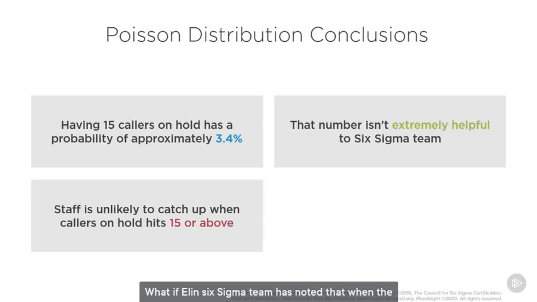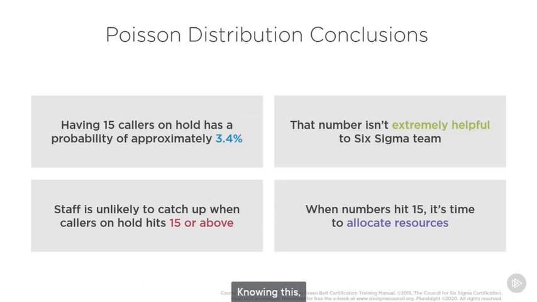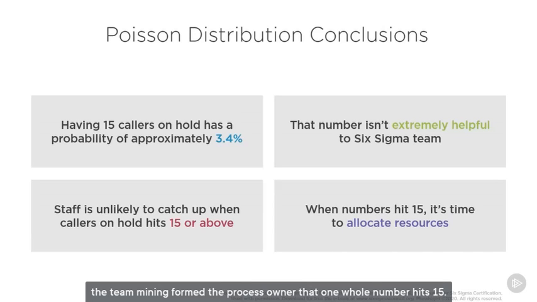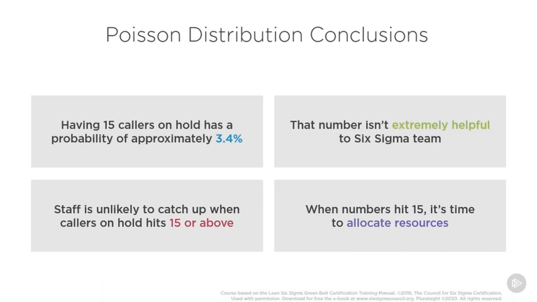However, what if a Lean Six Sigma team has noted that when the number of callers on hold hits 15 or above, a regularly staffed call center team is unlikely to catch up, resulting in continued high hold times and volumes? Knowing this, the team might inform the process owner that when hold number hits 15, it's time to move some resources from other areas to answering calls.